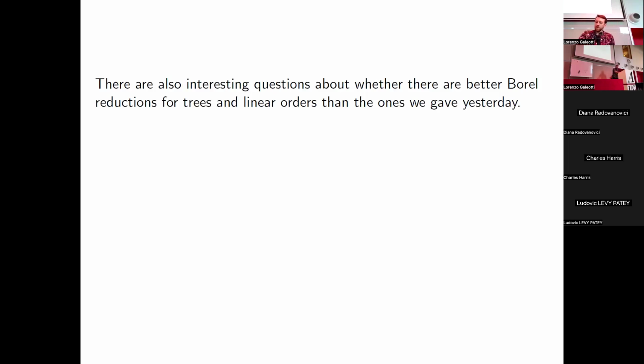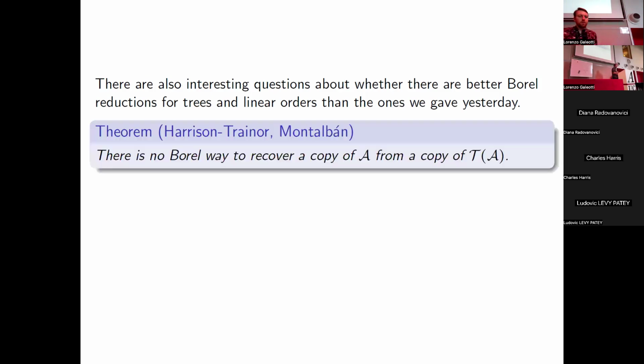I think there's also some interesting questions about whether there's Borel reductions that witness the Borel completeness of trees and linear orders that are a little bit nicer than the ones we gave yesterday. So last time I put up this theorem, which says that in this particular construction that we had of this tree of tuples, you cannot recover a copy of the original structure in a Borel way from a copy of the tree. So there's no Borel way to do the reverse direction.